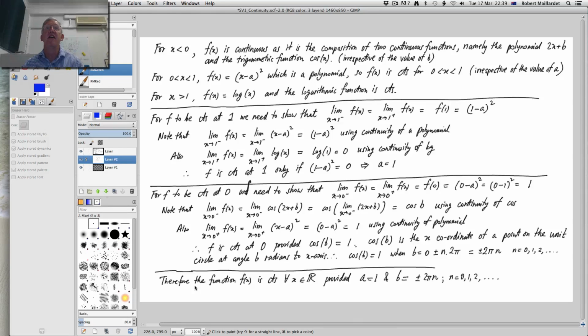And then finally, you should tie it all together. A nice conclusion. Therefore, the function f of x is continuous for all x in R, provided a is equal to 1 and b is some multiple of plus or minus 2 pi.